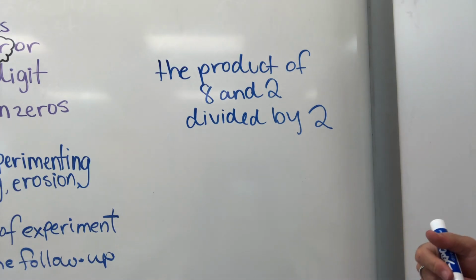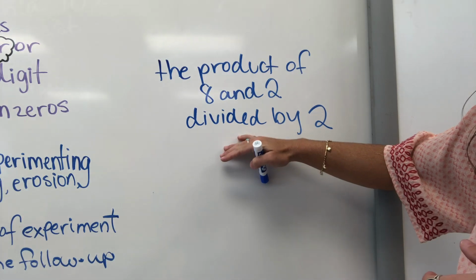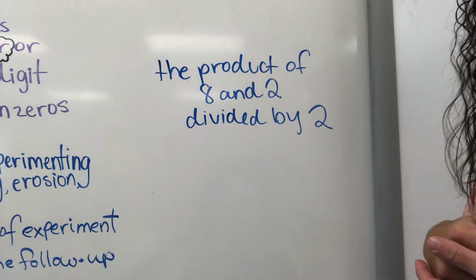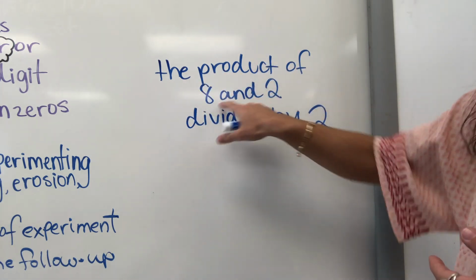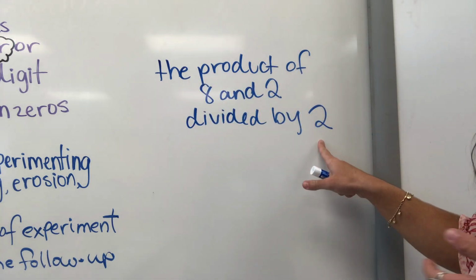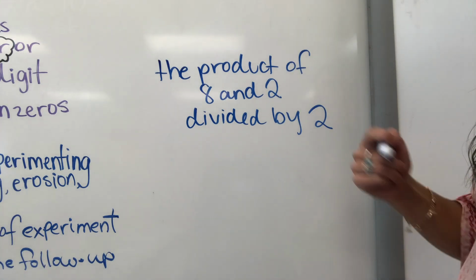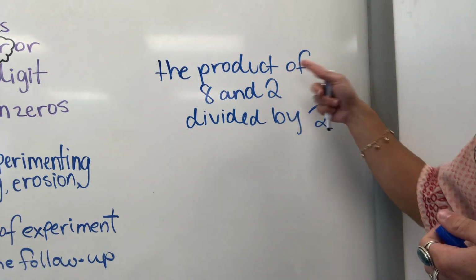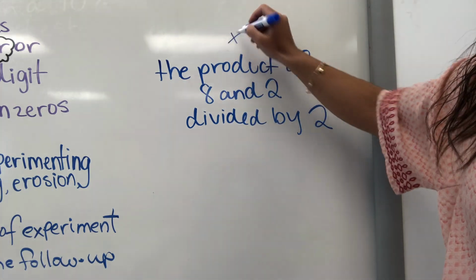Another component to order of operations is changing written expression or word form into numerical expression or numbers. So in this example, I'm given the product of 8 and 2 divided by 2. I'm given the word form and I'm asked to write the numerical form. So I have to interpret the words and understand my vocabulary. So the word product I know means multiplication.